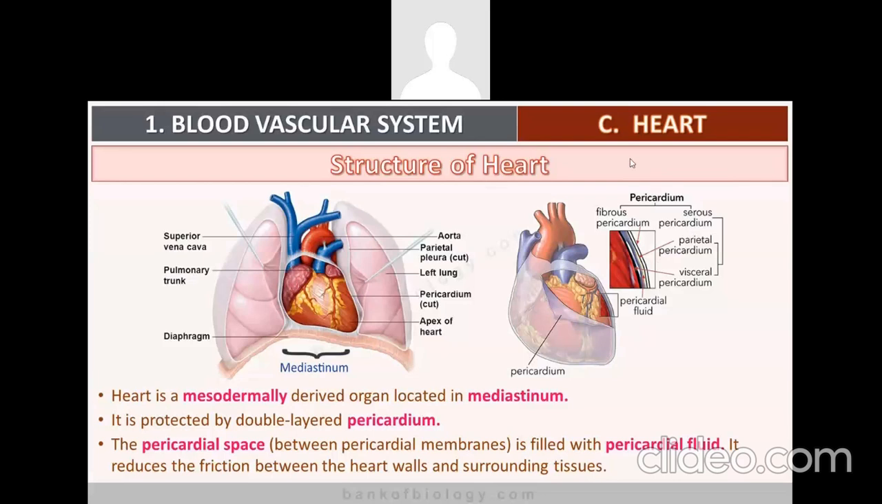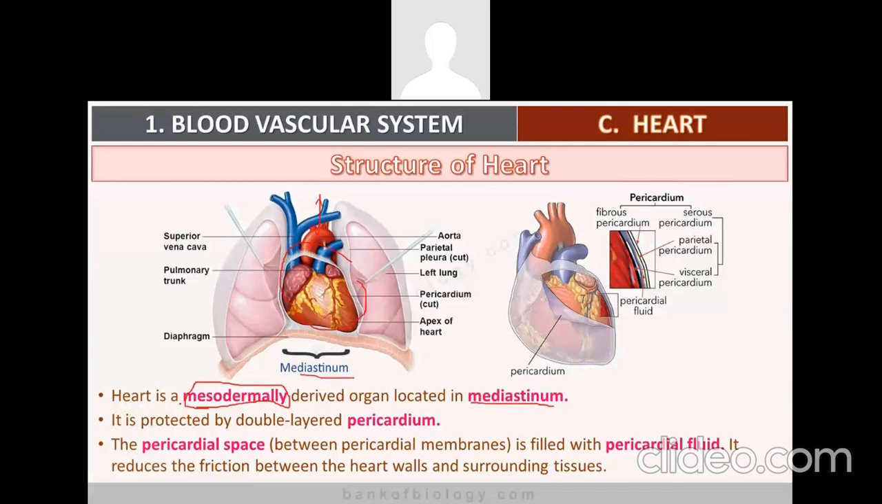We'll first start with the structure of the heart. The heart is a mesodermally derived organ. What is the meaning of this word mesodermal? Mesodermal means it is derived from the mesoderm of the trilayer, and it is located in the mediastinum. Mediastinum means the central portion which is guarded by the sternum at the center, and the space that is enclosed is called the mediastinum.